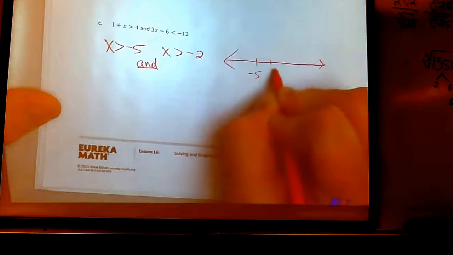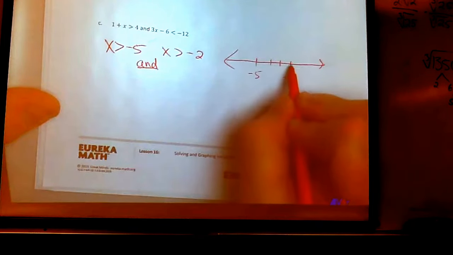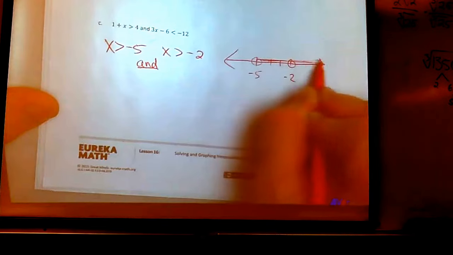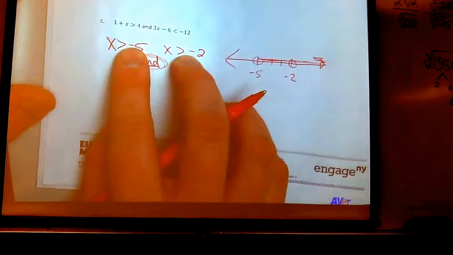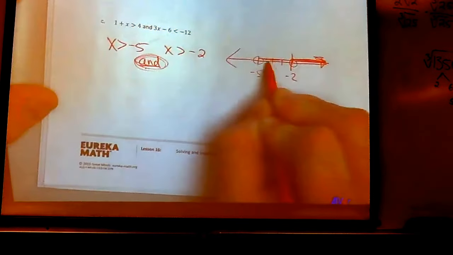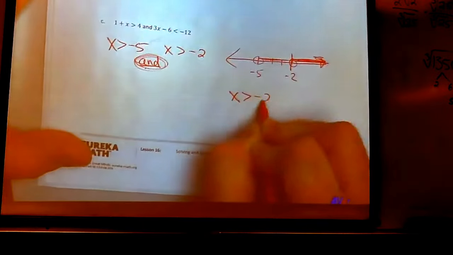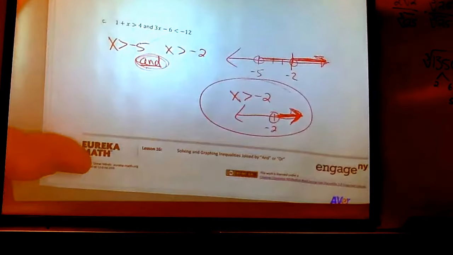So that means they have to be both true, right? You have to do two of them. It has to be everything above. If you graphed it, it would be the same thing, right? But since it's and, the numbers that are the solutions have to work for both of them. Which part of this works for both of these? Above negative 2. Anything above negative 2. So the final answer is just x is greater than negative 2, because that's the place where it works for both of them. That would be your final answer. Only greater than negative 2.